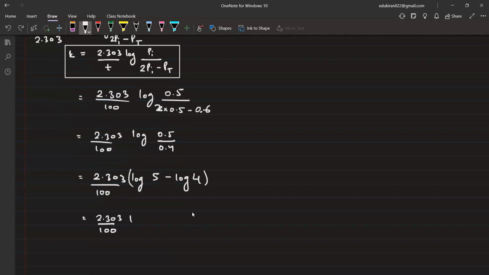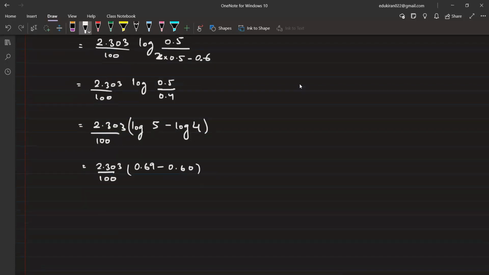log 5 की वैल्यू क्या होती है? What is the value of log? याद है आप लोग को? नहीं याद है? What is the value of log 5? नहीं याद. This will be 0.69 minus log 4 is 0.60. ठीक है? This will be equal to 2.303 divided by 100, 0.69 minus 0.6 is equal to 0.09.